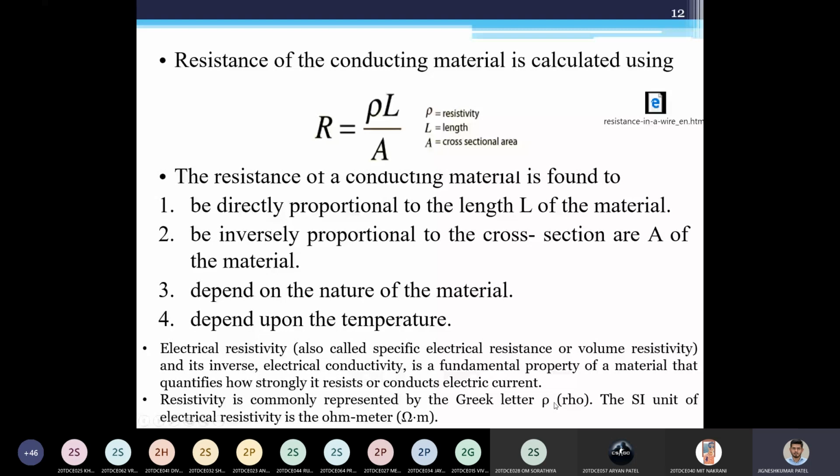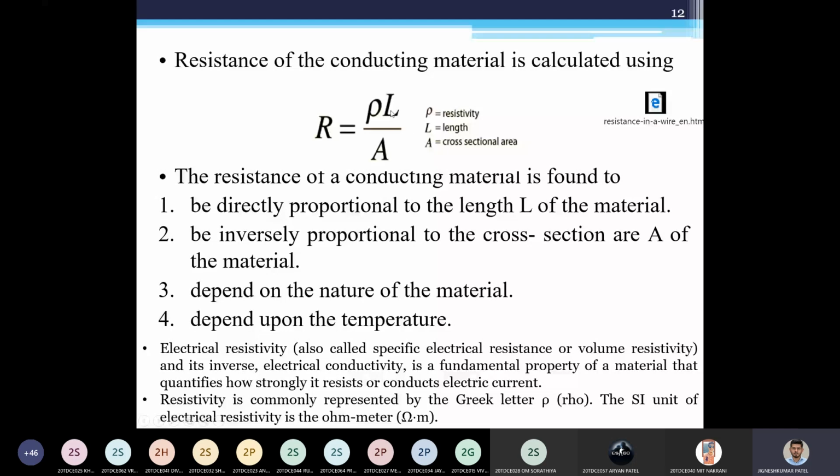So to find out this resistance in ohm, this quantity is ohm meter, length is generally in meter, and this cross section area would be in meter square. So that 2 meter will cancel this meter, and the value of resistance is in ohm. Okay, the SI unit of resistance is ohm.